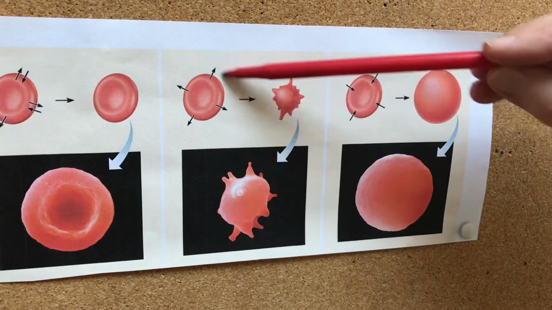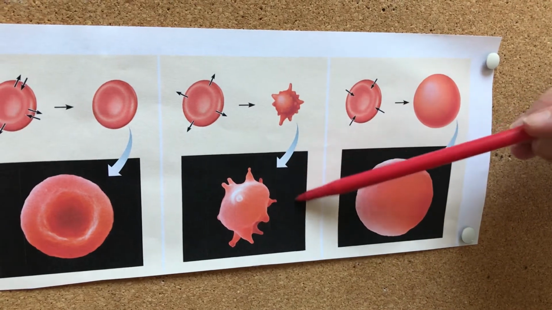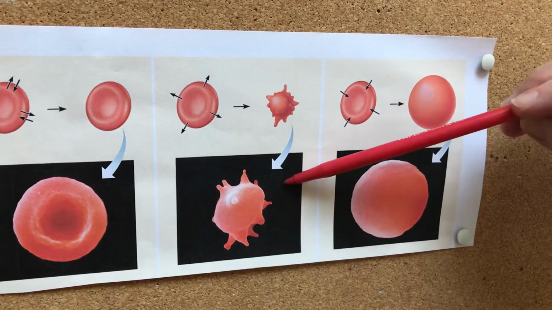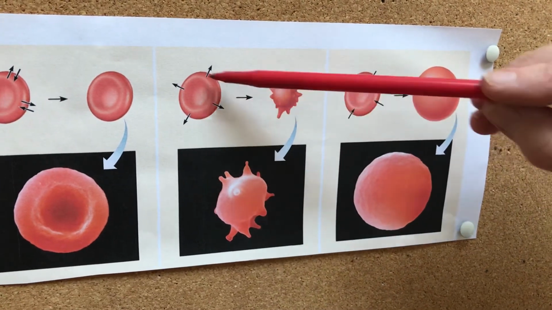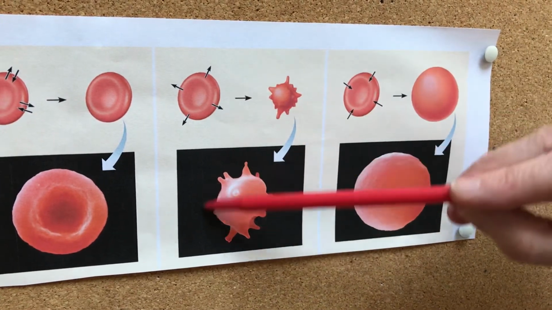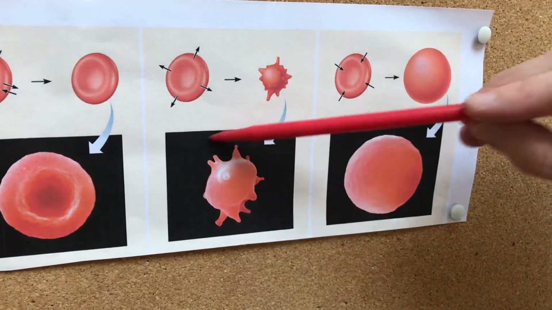However, if we take that red blood cell and put it into a hypertonic solution, which means there are more salts or solutes outside than inside, the water will exit the cell at a rapid rate and the cell will shrivel. And when you're looking at red blood cells, this process is called crenation.